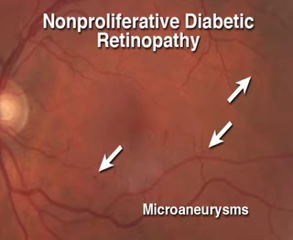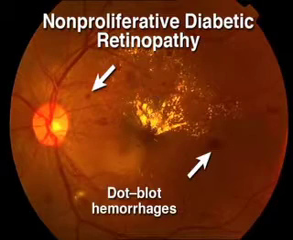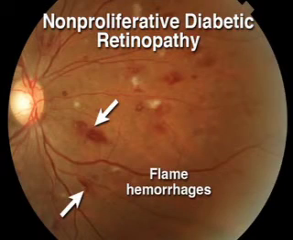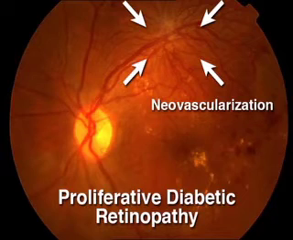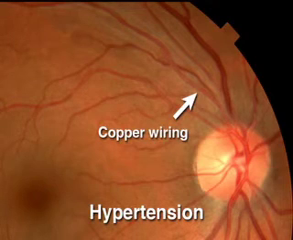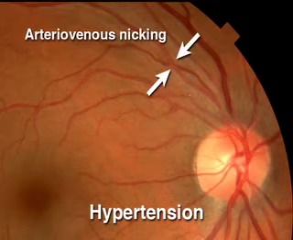Non-proliferative diabetic retinopathy may cause microaneurysms, exudates, dot blot hemorrhages, and flame hemorrhages. The proliferative form of diabetic retinopathy features neovascularization. Hypertension can result in changes in the color and caliber of blood vessels, giving them the appearance of copper or silver wires. Arteriovenous nicking refers to narrowing or disappearance of the vein on each side of an arteriole.